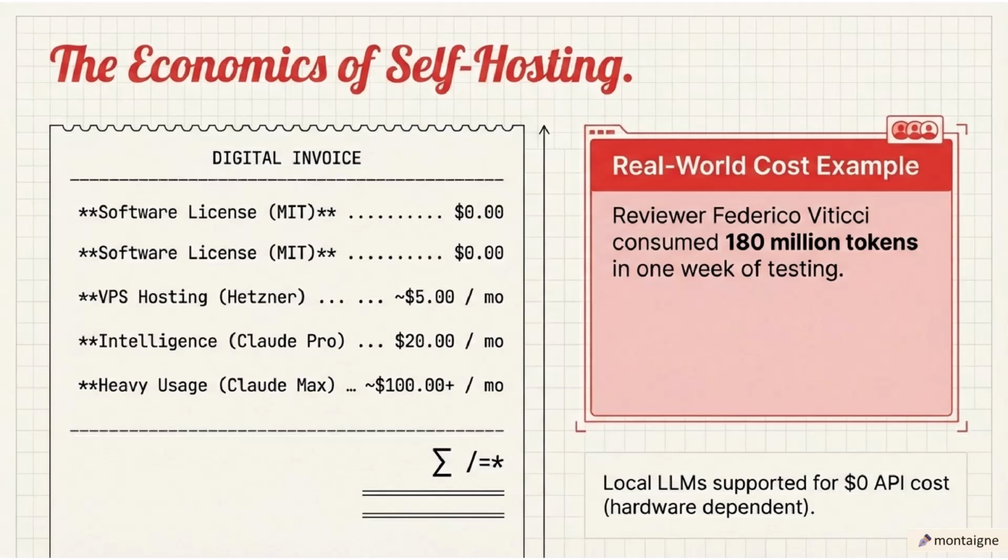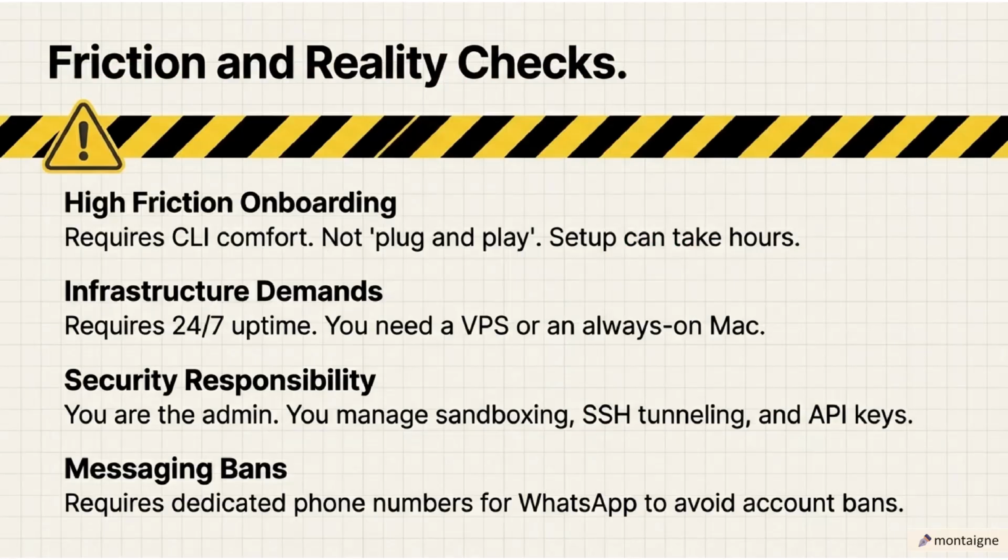We've seen reviewers like Federico, who burned 180 million tokens in 1 week of A/B testing. That is some serious compute. If that scares you, remember you can always swap in a local LLM for zero API cost if your hardware can handle it. That's why some people are quite enthusiastic about the Mac Mini M4, I guess. So the financial barrier is flexible, but what about the technical barrier? Let's look at the friction next.